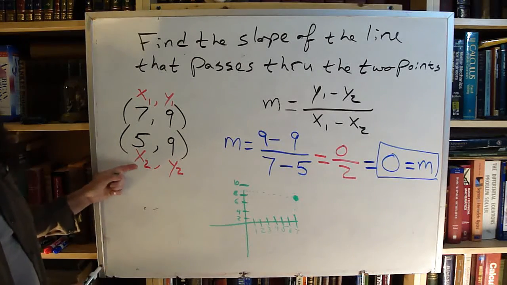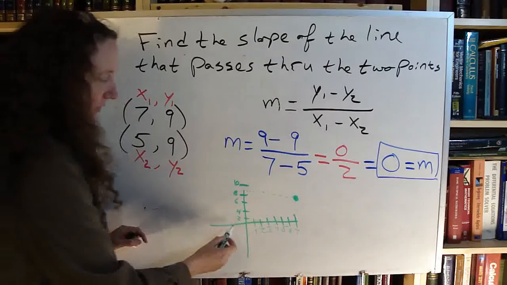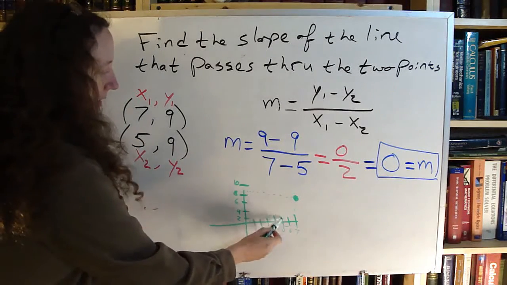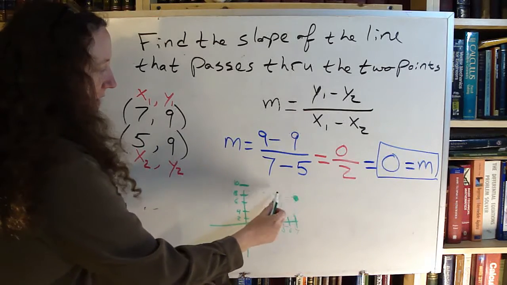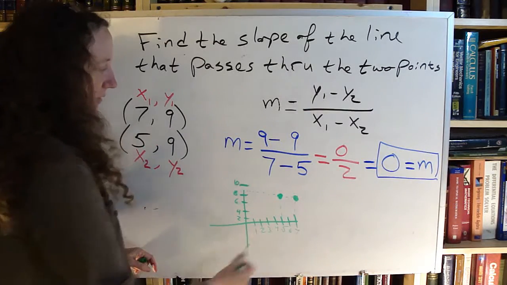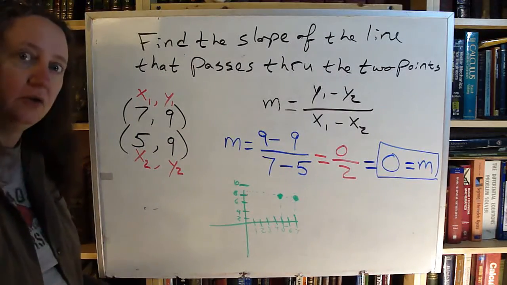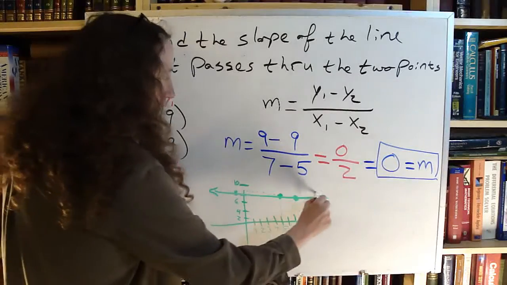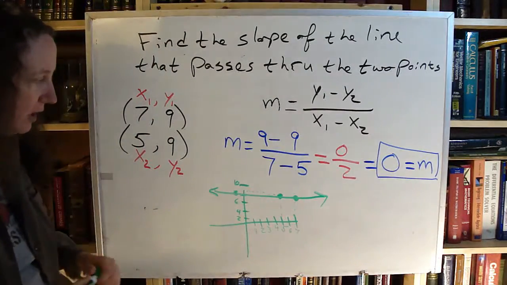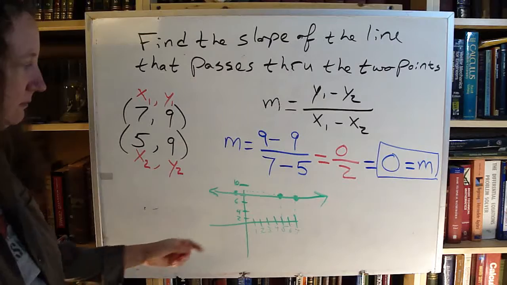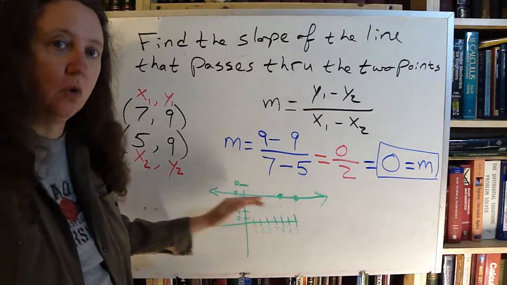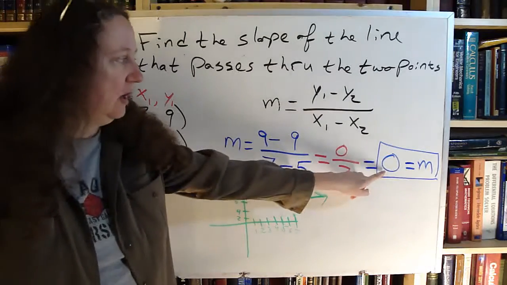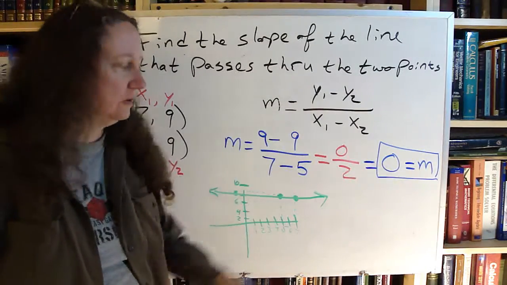Second point, 5, 9. So 5 is my x. Count out to 5. 9 is the y. Count up to 9. Put my dot. Connect the dots, draw my line. Remember, I'm not an artist. I can't draw a straight line to save my life. That is a horizontal line. So horizontal lines have a slope of 0.